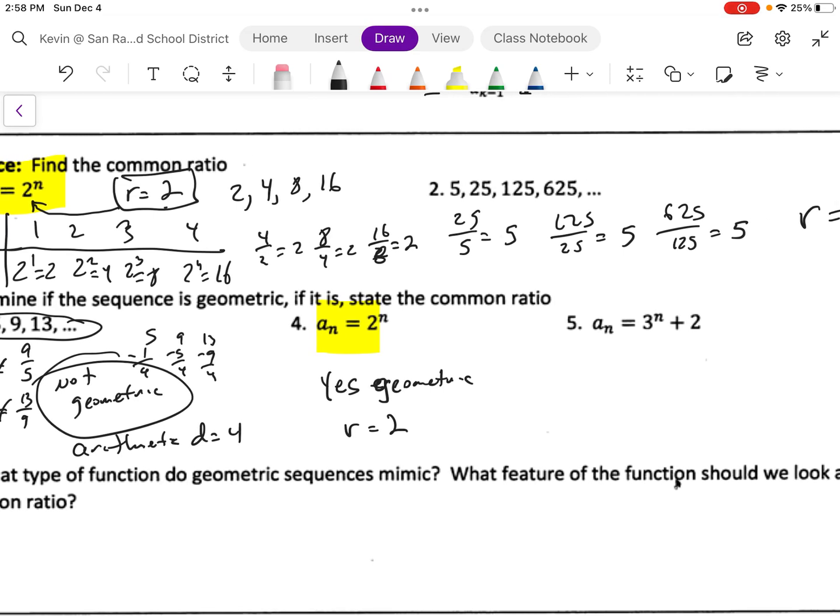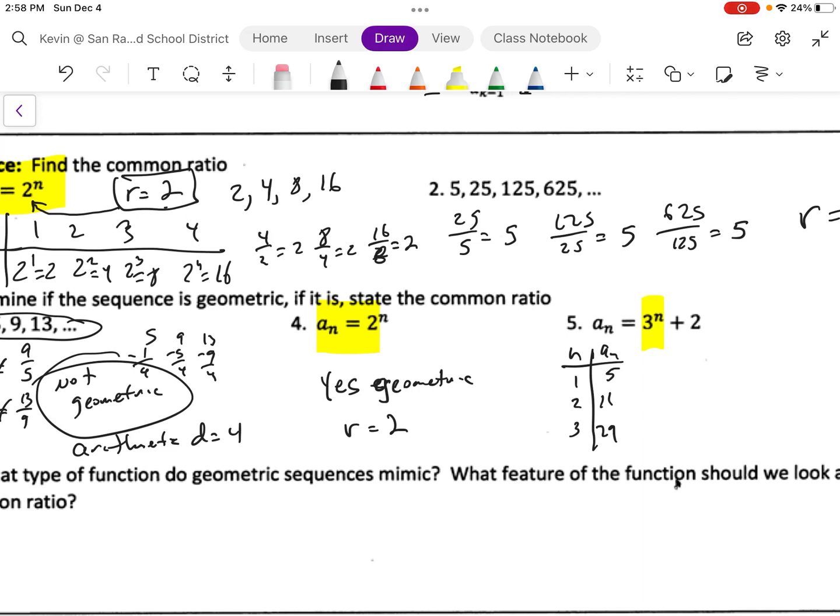Lastly, we come over here, and our initial thought might be to say that yes, it is geometric because we have that same 3 to the n. But just very quickly, I'm going to do n, a sub n. First term, second term, third term. 3 to the first power is 3. 3 plus 2 is 5. 3 squared is 9. 9 plus 2 is 11. And then 3 cubed is 27, plus 2 is 29.